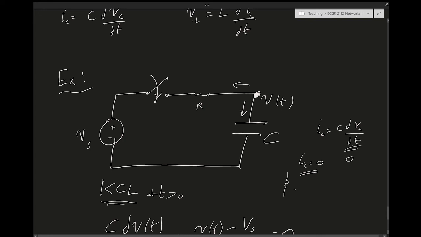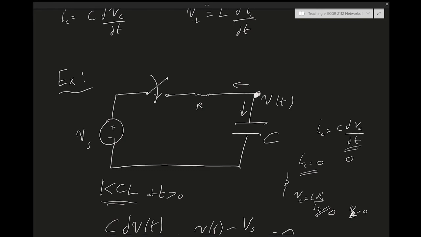The inductor is naturally a short circuit at steady state. Because why? Because VL equals L dIL by dt. At steady state, the current stops changing, so this goes to 0. So we end up with VL equals 0. A voltage across an element equal to 0 is a short circuit. Okay, so the inductor is a short circuit at steady state.